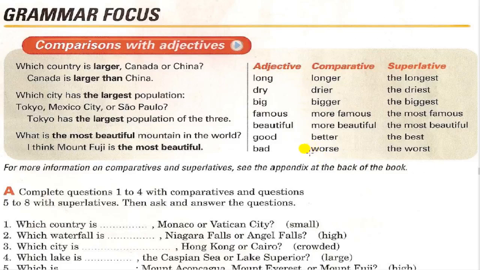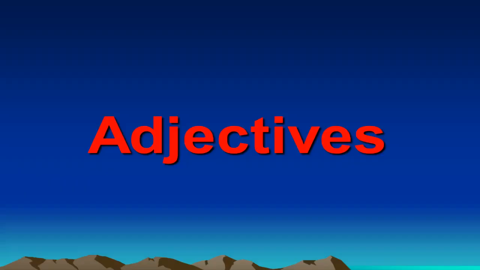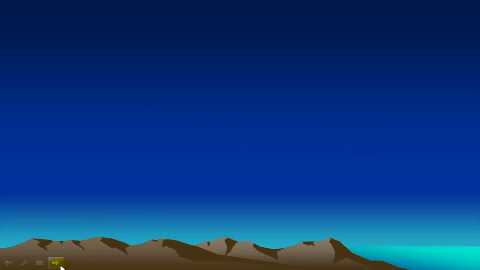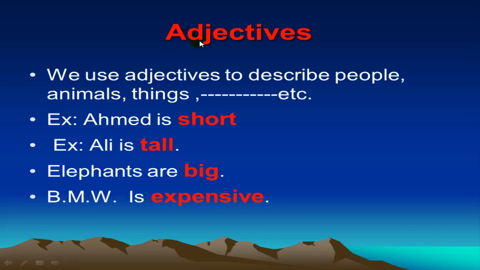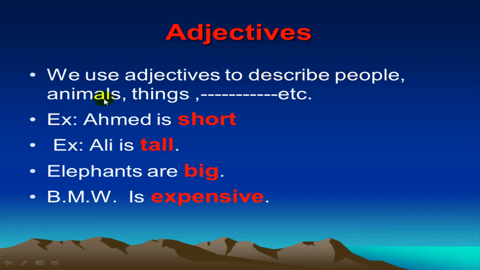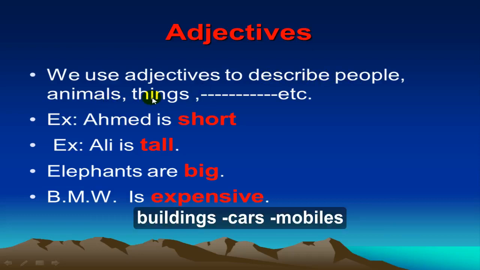Again, we're going to explain this in this PowerPoint presentation. Adjectives. Why do we use adjectives? We use adjectives to describe, to give details. Describe people, animals, things, anything: buildings, cars, mobiles.